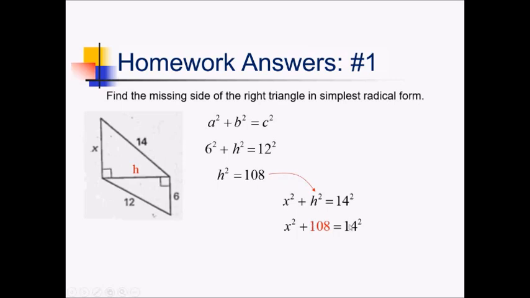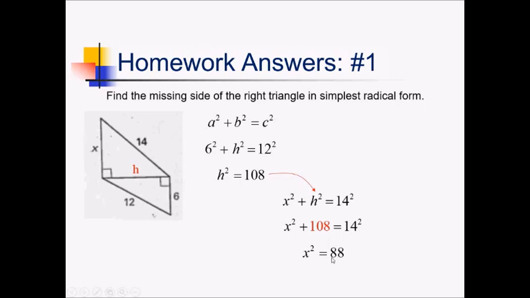14 squared is, I just happen to know it's 196. 196 minus 108, that's going to be 88. So x squared equals 88. And we could square root both sides, but they said they want simplest radical form. So when we do that, we need to simplify the square root of 88.